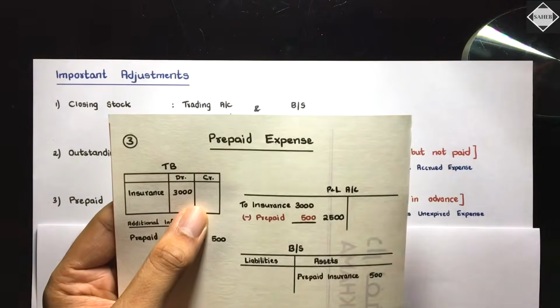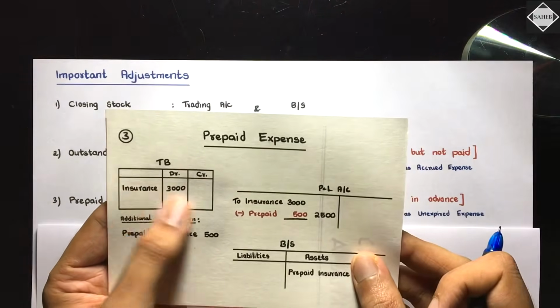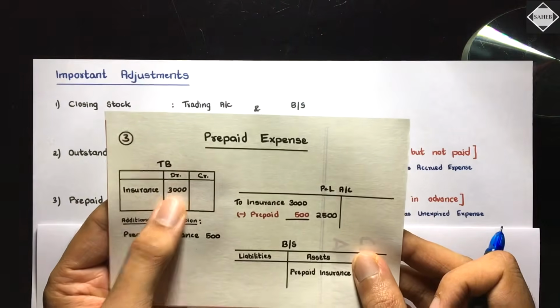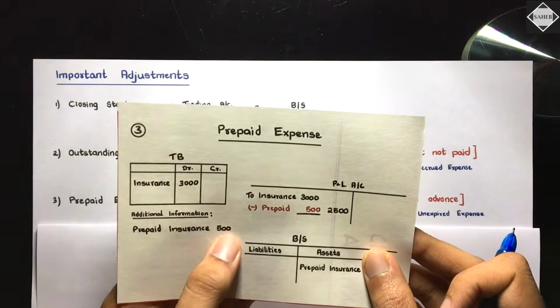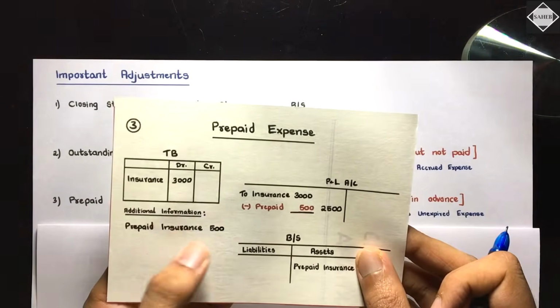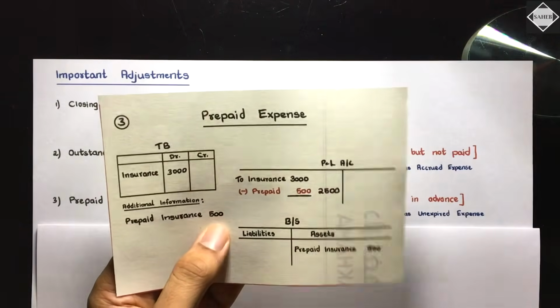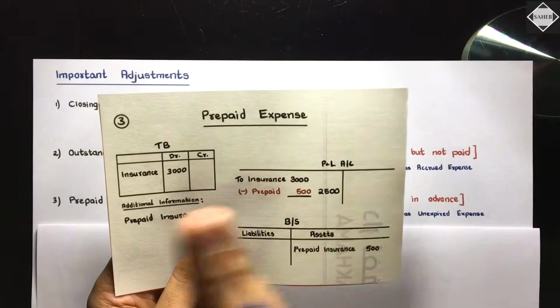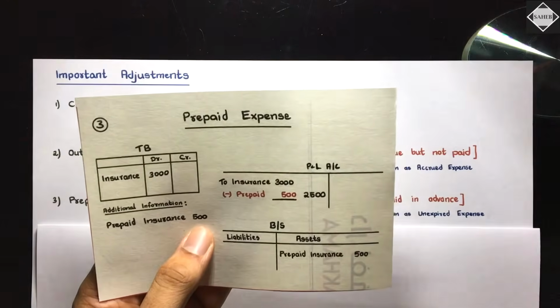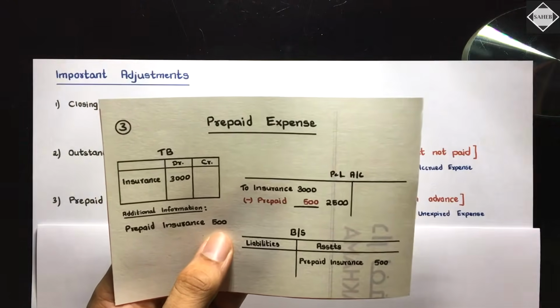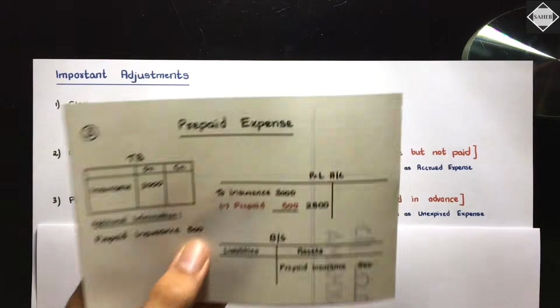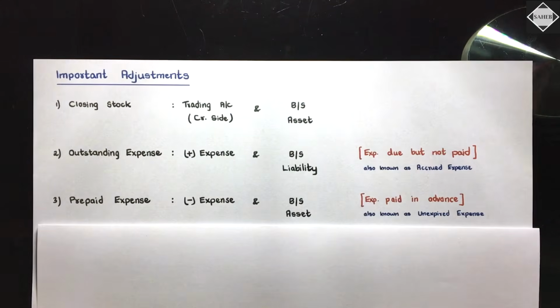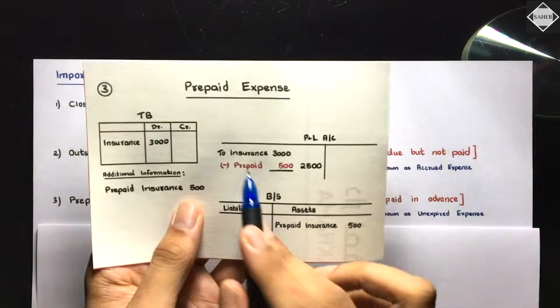Then the senior accountant comes and finds out that of this insurance premium which we have paid, 500 is prepaid insurance. 500 is paid in advance. This 500 is of a future year, of a future accounting period. So what will the senior accountant say? Senior accountant will say, see, we have to do an adjustment. We have to reduce the expense by 500, and that 500 we have to recognize in the balance sheet as an asset. Is it clear? Right? So see, what will happen?